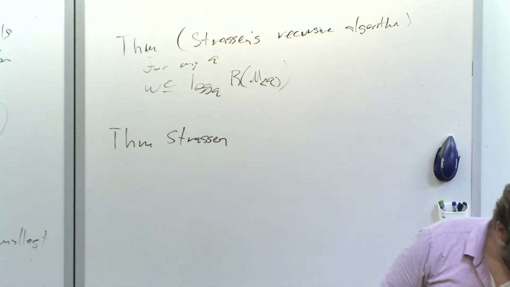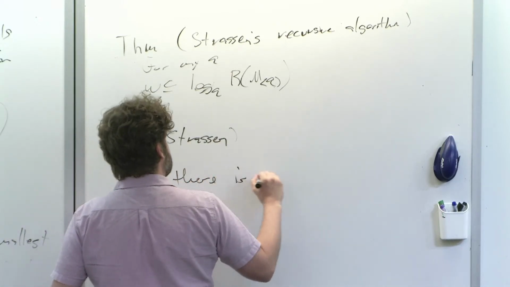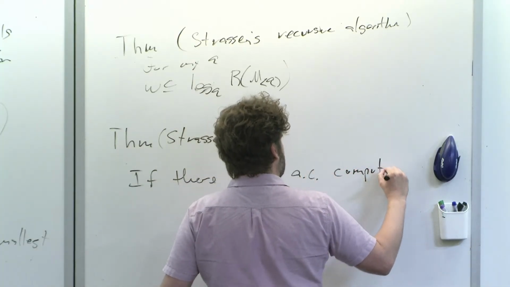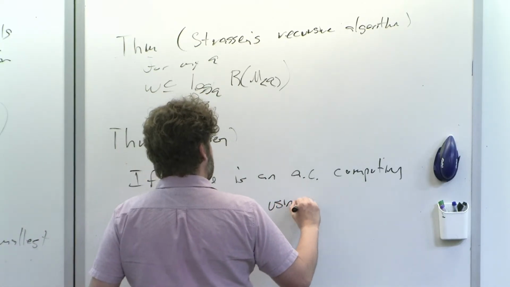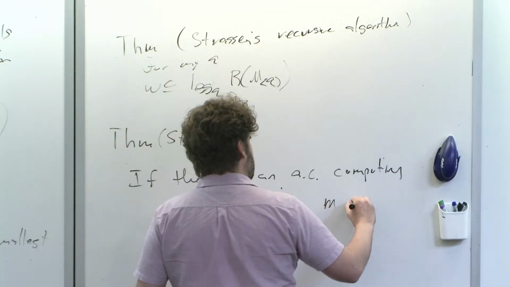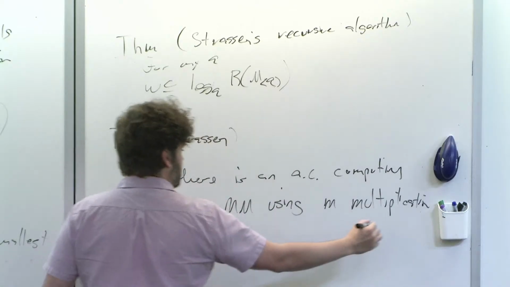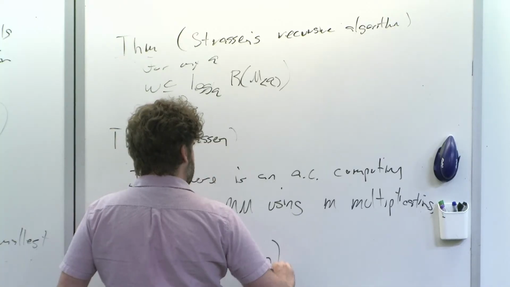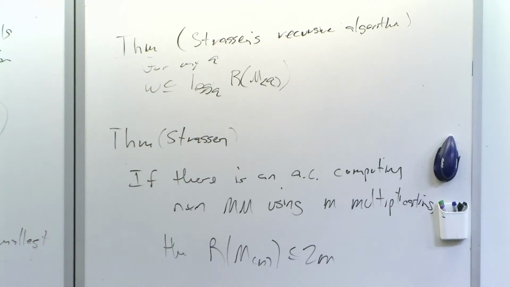make sure I say it. So if there is an arithmetic circuit computing, say, n by n matrix multiplication using m multiplications, then the rank of the n by n matrix multiplication tensor is at most 2m. This is a result that Peter has alluded to. But this is our link between going the other way.